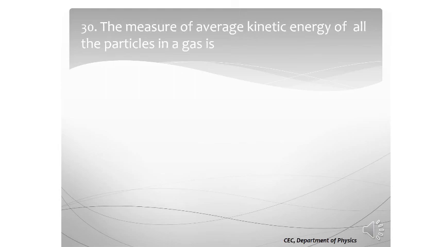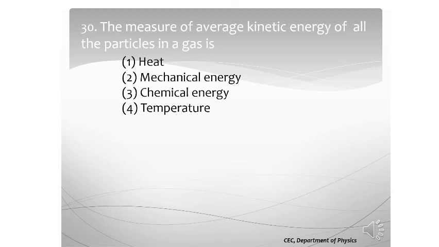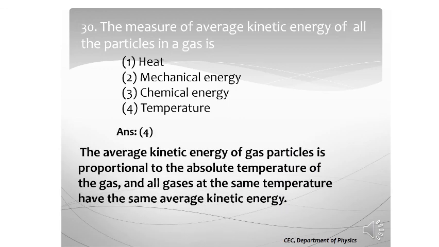The measure of average kinetic energy of all the particles in a gas is heat, mechanical energy, chemical energy, temperature. Answer is temperature. The average kinetic energy of gas particles is proportional to the absolute temperature of the gas, and all gases at the same temperature have the same average kinetic energy.